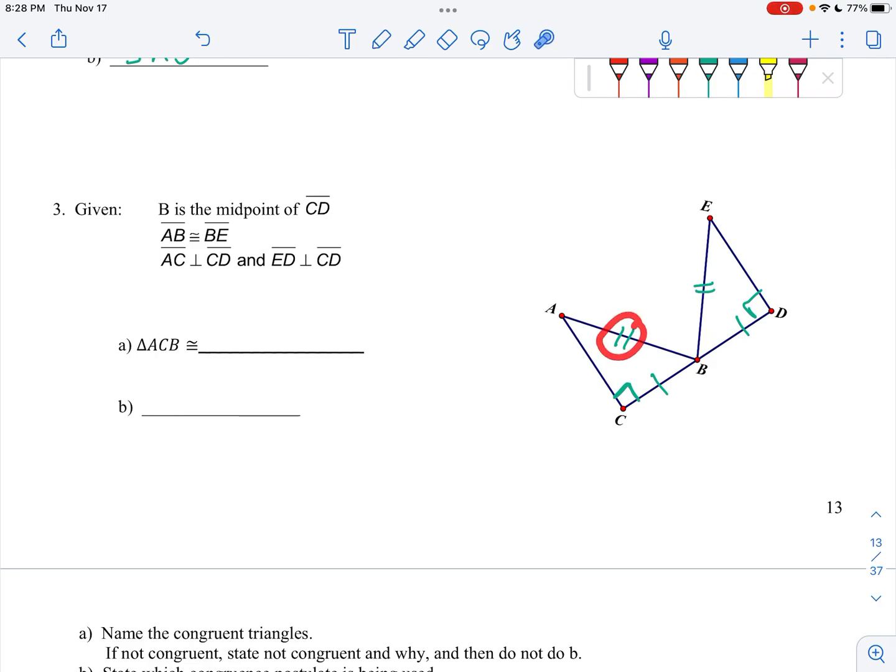So I'm thinking to myself, this looks like side-side-angle. I know that side-side-angle doesn't work as a postulate, but because it's a right triangle, I have to think maybe hypotenuse-leg works. This is the hypotenuse, they're both congruent. Here's the leg, they're both congruent. And it is a right triangle, so it does work for hypotenuse-leg to be our postulate that says yes, these two triangles are congruent. And then again, I'm going to name that congruence statement. Triangle ACB goes to triangle EDB.